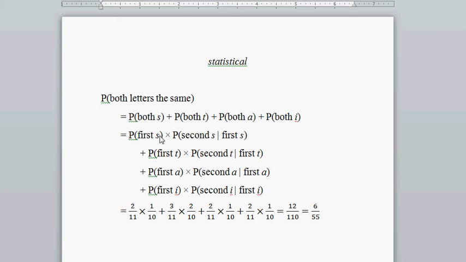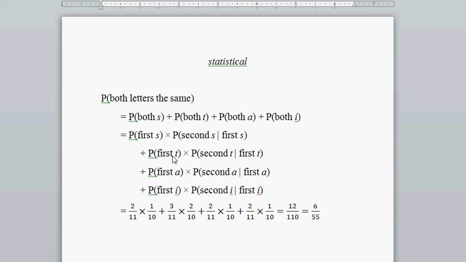So the probability that the first letter is an S will be 2 out of 11. There are 11 letters in statistical, and 2 of them are S's. Now, once the first S is drawn, the chance of drawing a second S, given that the first one was an S, is now going to be 1 out of 10. And so this one term by itself, 2 divided by 110, is the probability that they're both S's. Now I repeat for the probability that they're both T's, then both A's, and then both I's.